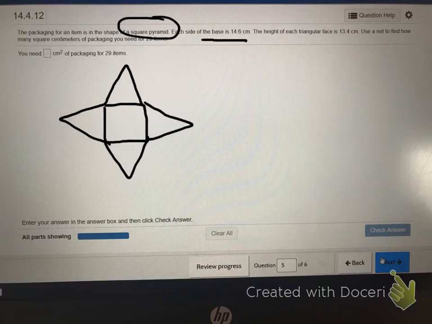So it says each side of the base is 14.6. So because this is a square, we know that every single side of the square measures 14.6. Okay, so then we also know the height of each triangular face is 13.4. So I'm going to draw a little dotted line here, draw a little arrow because there's not really much room. 13.4 centimeters.